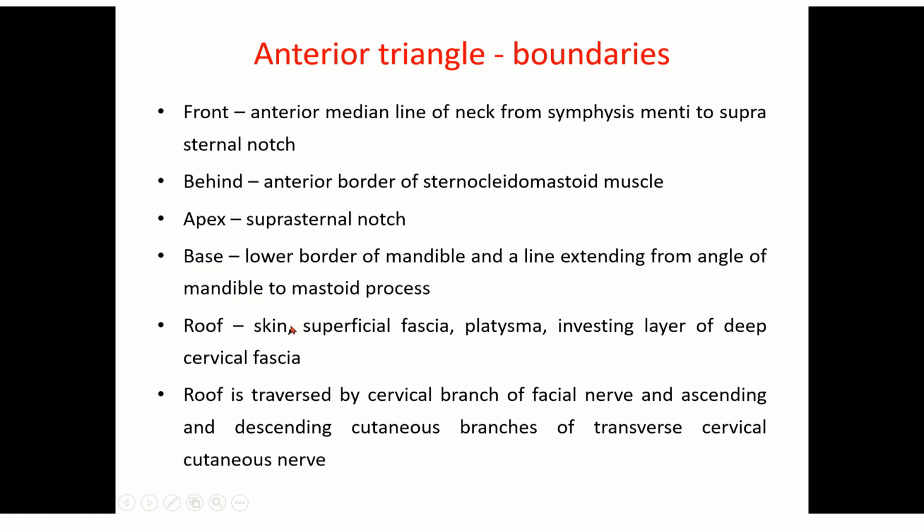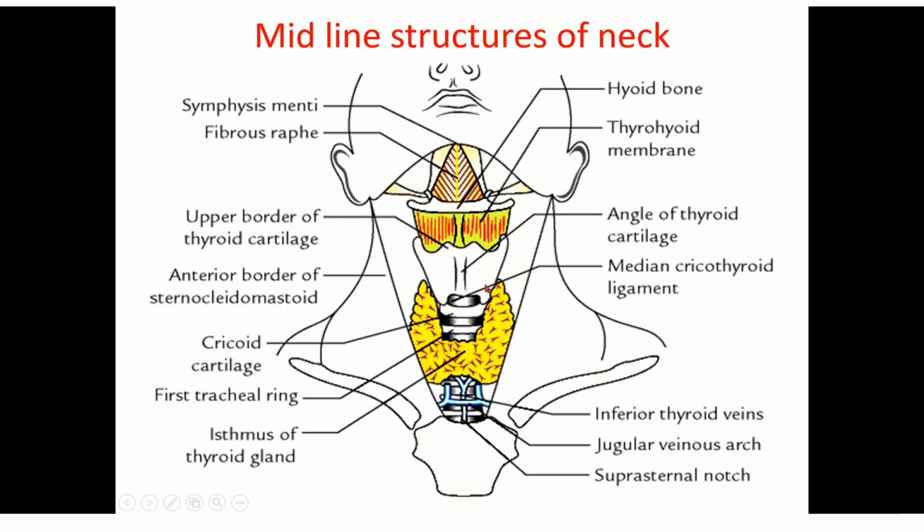The roof is formed by the following structures, namely the skin, superficial fascia, platysma, and the investing layer of deep cervical fascia. The roof is also traversed by the cervical branch of the facial nerve and the ascending and descending cutaneous branches of the transverse cervical nerve. As you can see, these are the midline structures of the neck. Let us trace these structures extending from symphysis menti above to the suprasternal notch below.